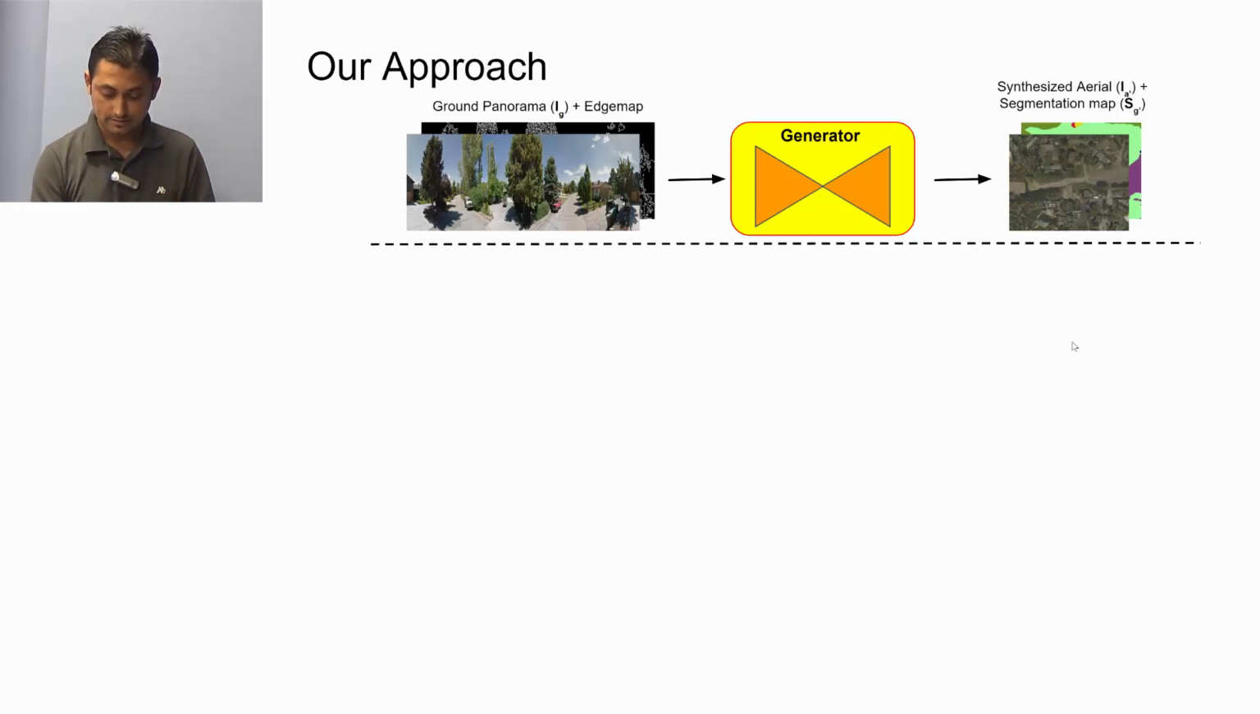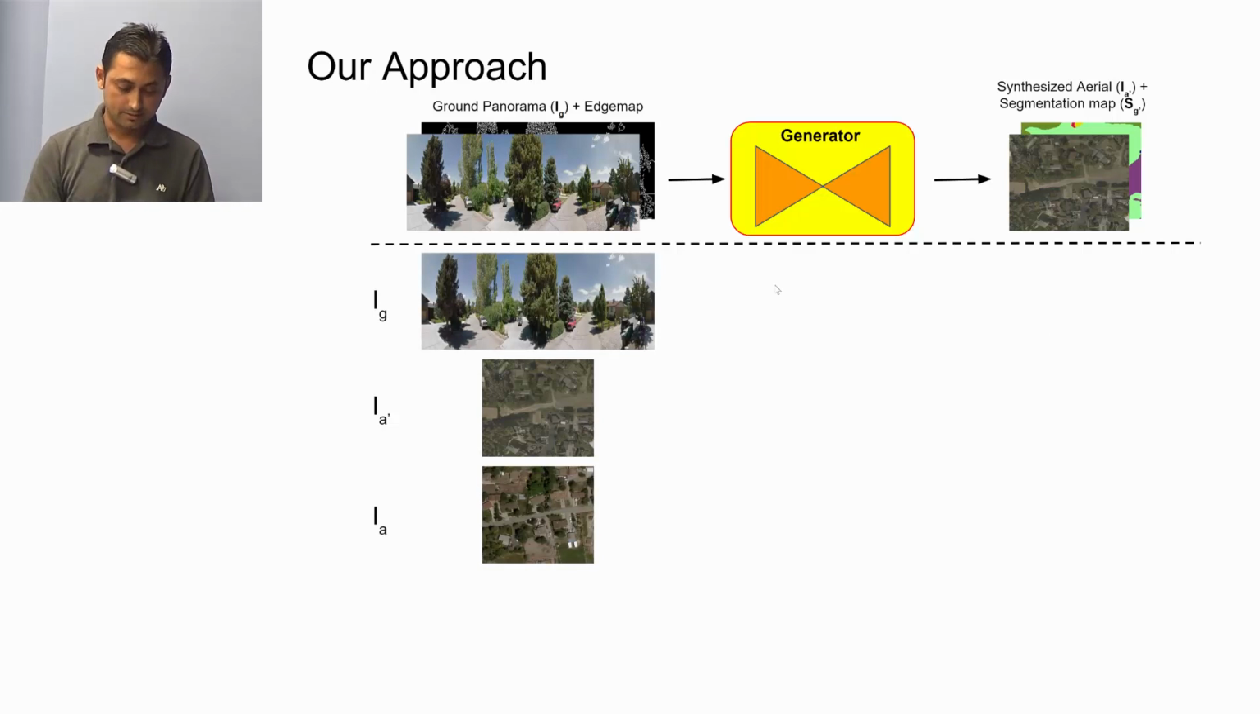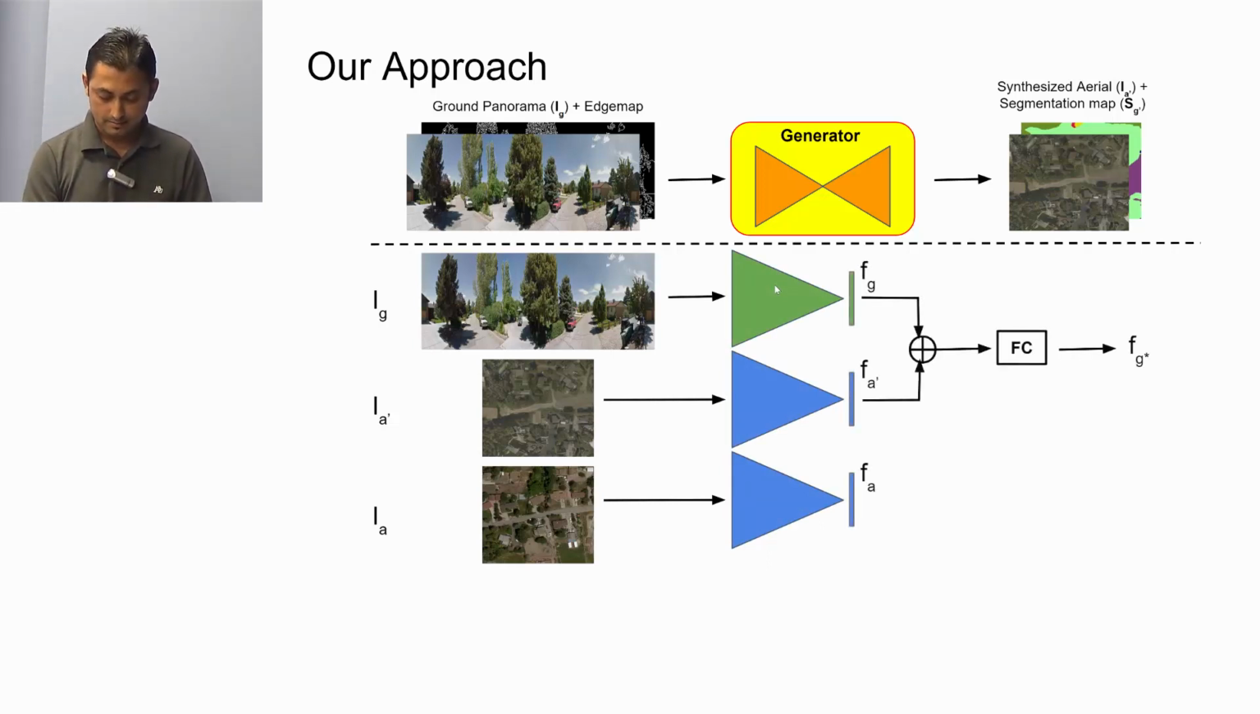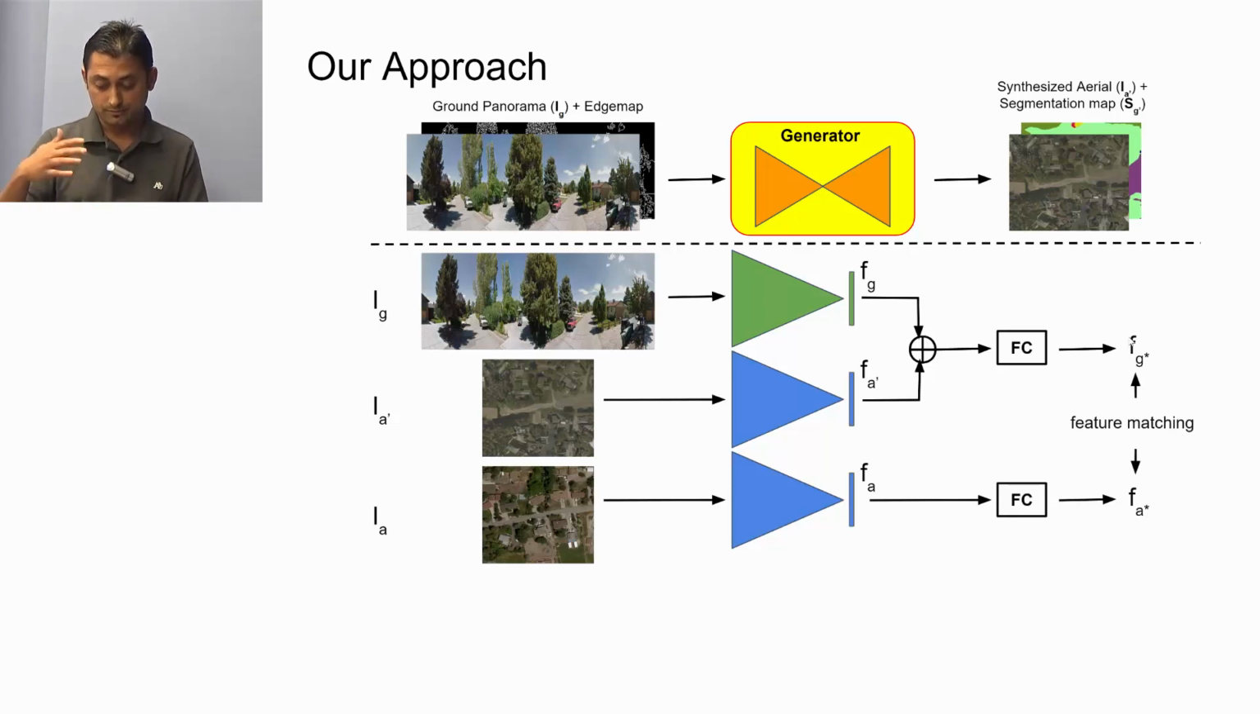Then we use the synthesized aerial image IA prime along with the ground image IG and the aerial image IA and pass them through the encoder networks that learn the features for these images. From the first two features, FG and FA prime, that belong to the images IG and IA prime, we combine them together to find a query feature FG star. Also from the lower branch, we get the feature FA star that we use to do the feature matching between the query and the target images.